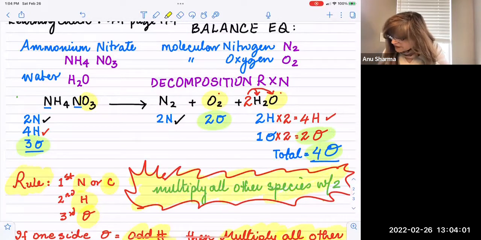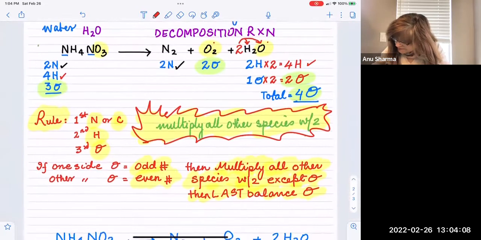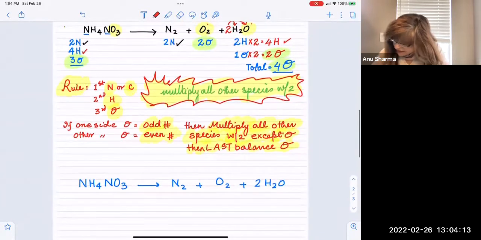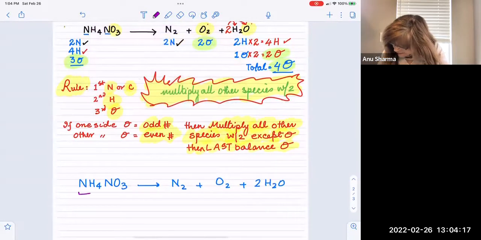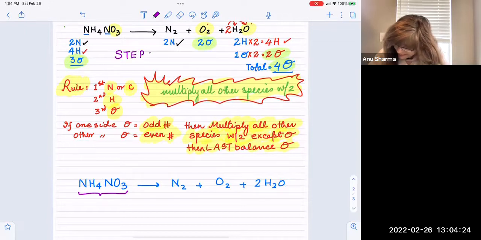Multiply all the other species with 2. Okay, so let's do this again. We are writing this now. See this here. So this is our equation, and now we are going to multiply. This becomes step 1, and here becomes step 2. Okay, step 2. So here I'm going to do step 2.